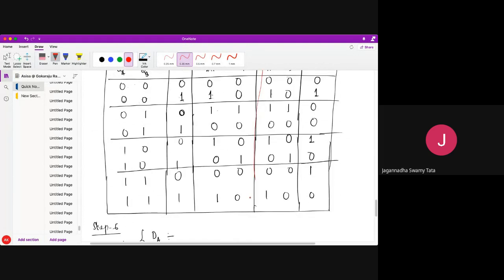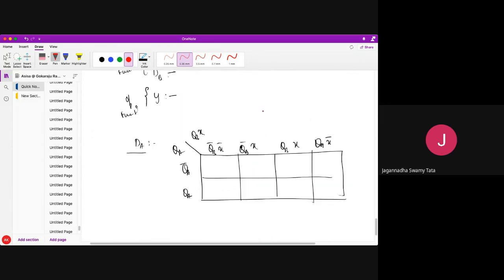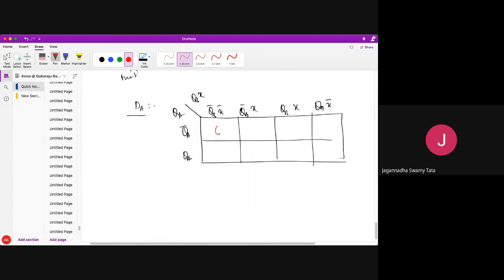Okay, are you understanding? So I'm going to see this column and write over there. As you know, these are for minterm 0, minterm 1, minterm 2, minterm 3, minterm 4, minterm 5, minterm 6, minterm 7. Okay, 0 0 0. At that time DA is 0. So I'm just going to write down here DA is 0.